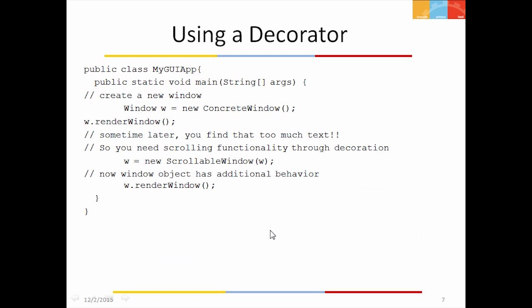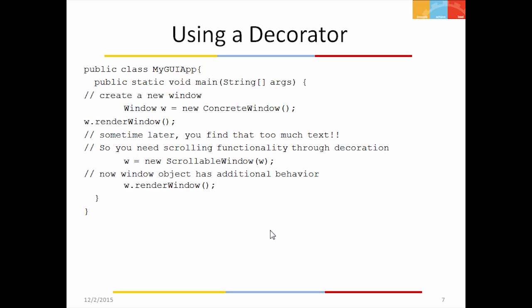So let's see how a decorator can be used. Here is my GUI application. This is the client, and this is again a Java program. Inside the main method, what I'm doing is that window W is new concrete window. I can call w.render window.